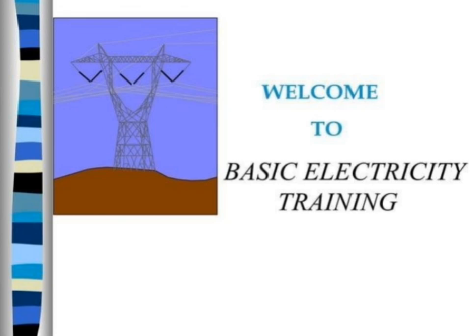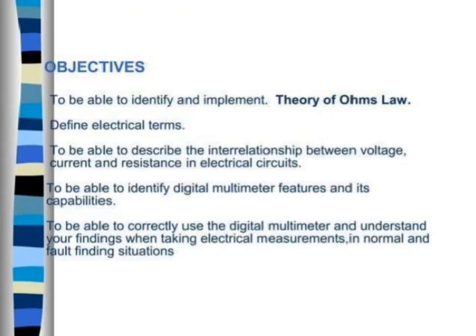So today we will talk about basic electricity training. For our objectives: to be able to identify and implement the theory of Ohm's law, define electrical terms, to be able to describe the interrelationship between voltage, current, and resistance in an electrical circuit, to be able to identify digital multimeter features and its capabilities, to be able to correctly use the digital multimeter and understand your findings when taking electrical measurements in normal and fault finding situations.